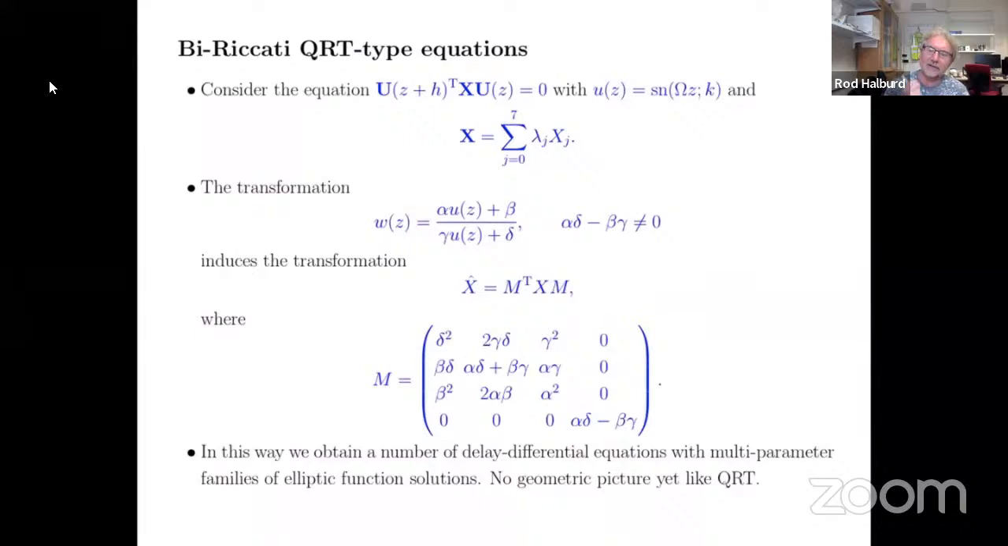So what we're able to do then is to come up with lots of examples of bi-Riccati equations that have a two-parameter family of elliptic function solutions. Although I have to say, unlike the QRT system, where there is a conserved quantity that you can easily write down, and there's a nice geometrical picture of what's going on, we don't really have that. We have a bunch of equations that one could then look at different iterative schemes for.